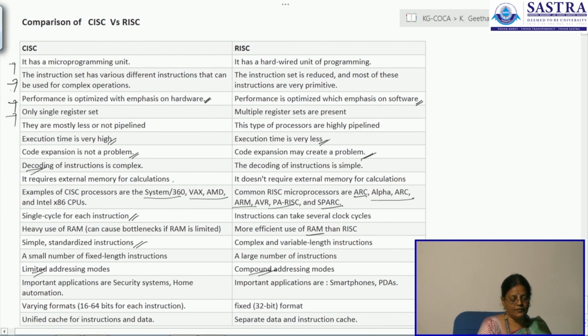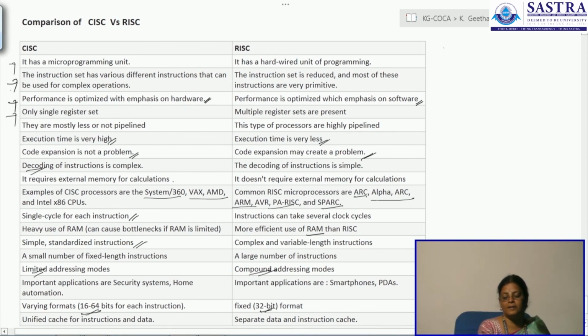Then the varying format, we have told varying format, to what extent it will vary, it may extend between the range 16-bit and 64-bit, whereas here it is always going to be fixed and only a 32-bit format. And we have the concept of unified cache for instruction and data. Here we are going to maintain separate data and instruction cache.